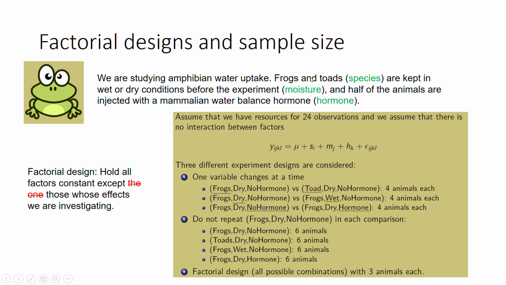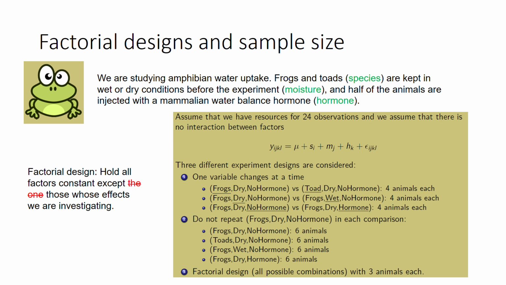So you will take a couple of species, frogs and toads, that are kept in wet or dry conditions before the experiment, because depending on whether they were wet or dry, they may change the results. And half of the animals will be given a mammalian water balance hormone. So you are studying amphibians, but you are injecting a mammalian hormone, and for the other half you don't inject anything, and you want to see, after keeping the animals half an hour in water, how much water they have absorbed.